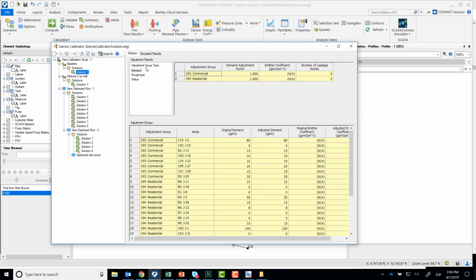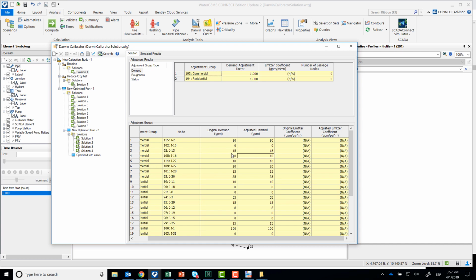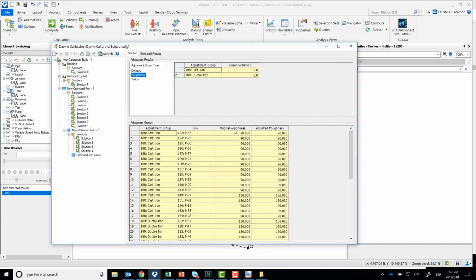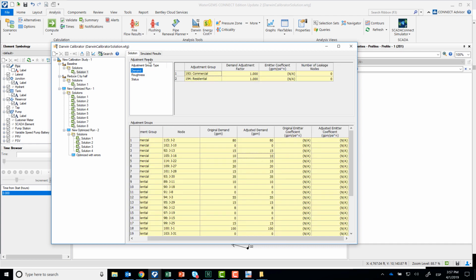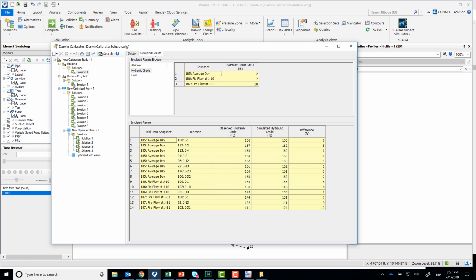If we go here to the solutions, we can see first what adjustments were made. And it's saying, okay, for your demands, I multiplied everything by 1. So 80, originally, I adjusted it to 80. Basically, it made no adjustments, right? So we can confirm that no adjustments were made for demand or roughnesses, and that we did not take into account any status. Now, this is the part that we want to look at in detail.